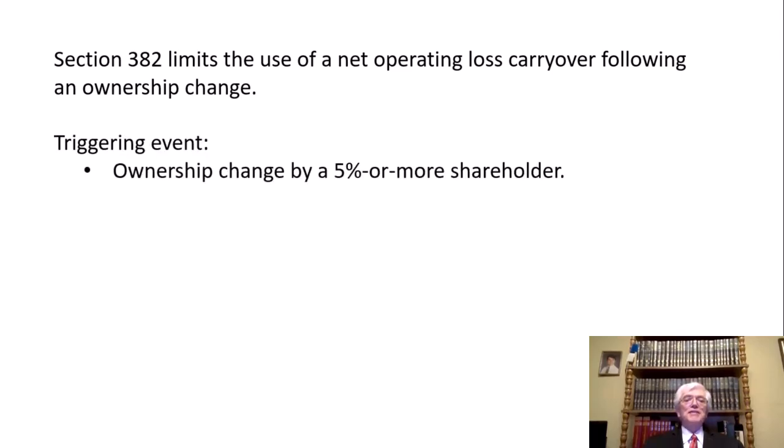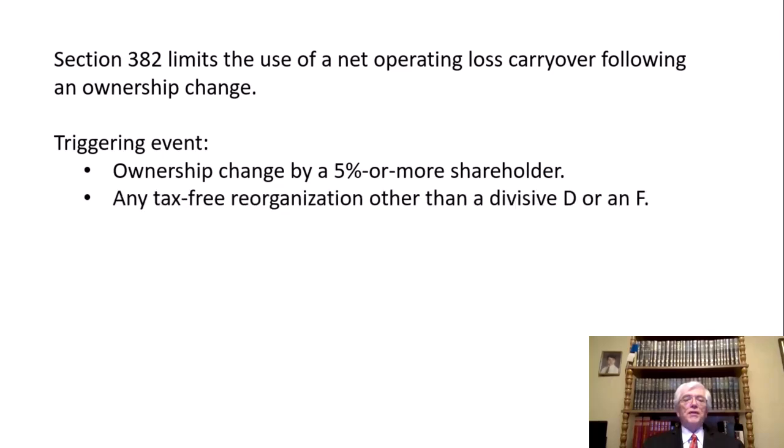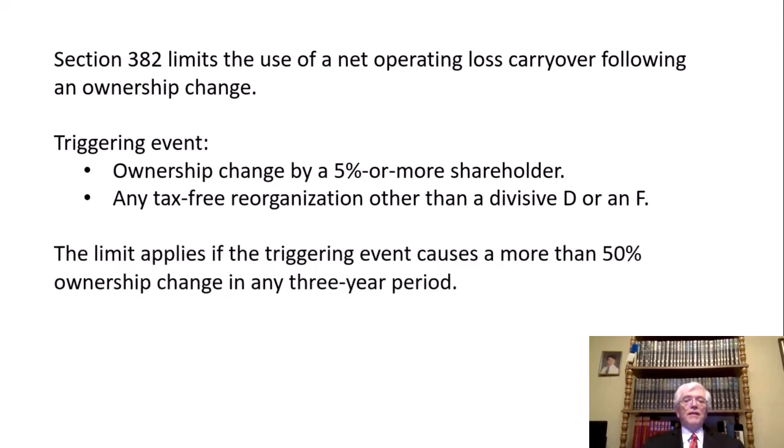First of all, the triggering event is going to be any kind of an ownership change by a 5% or more shareholder, or any tax-free reorganization other than the divisive D or the F. The limit will apply if your triggering event causes a more than 50% ownership change in any 3-year period. So did you go from 0 to 51%? That would be a more than 50% change. And if that happened within a 3-year period, then the event is triggered. Again, whether it's a taxable purchase or a non-taxable reorganization of some sort.